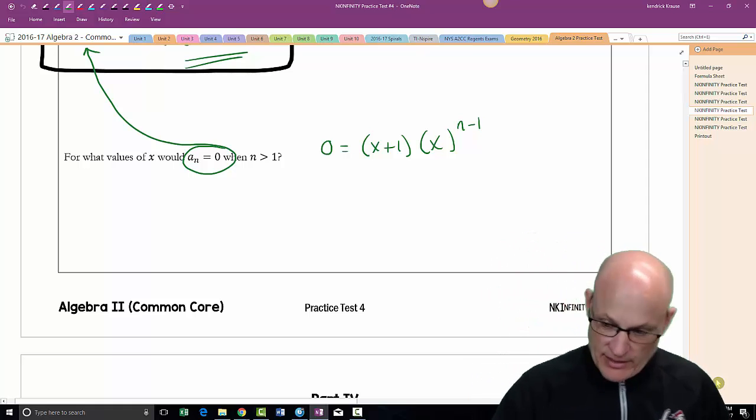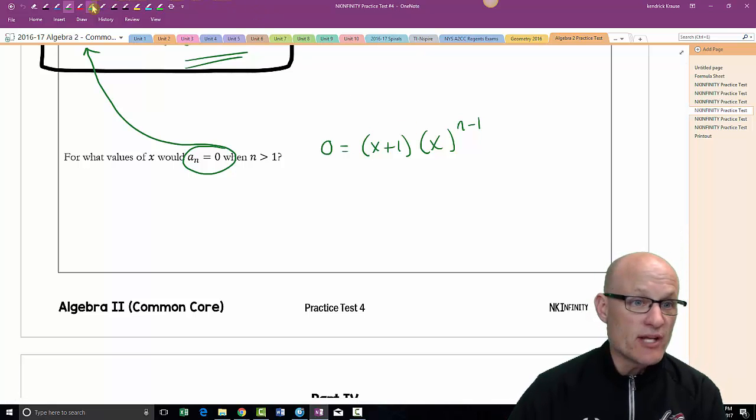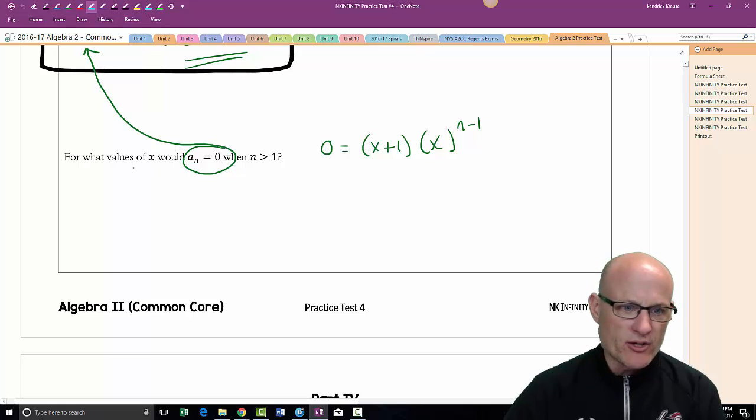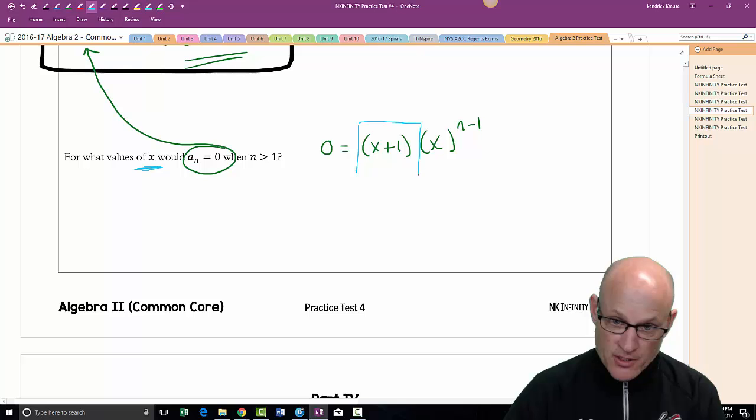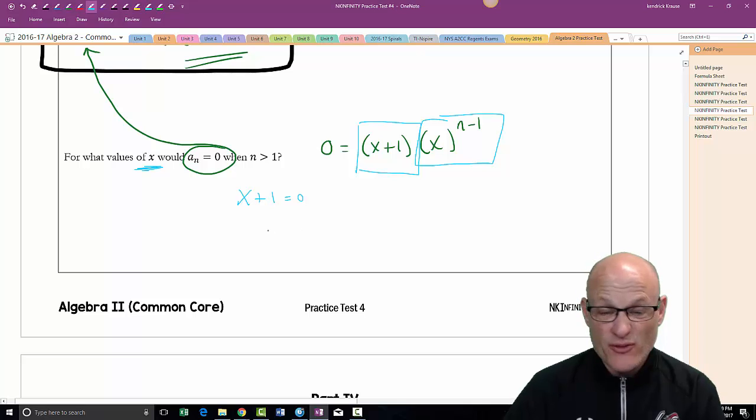All right, so sorry about that. I had to take a pause there because my answer key that I was given is not correct. It said that there is no solution, and there are. The only way that x is going to make this thing equal to 0 is if this equals 0, or if this equals 0. So x plus 1 equals 0. If that's 0, this whole thing will be 0. So the answer is x equals negative 1.